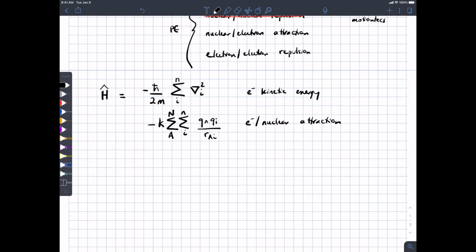Did we eliminate the permittivity of free space? No, that's in this constant.